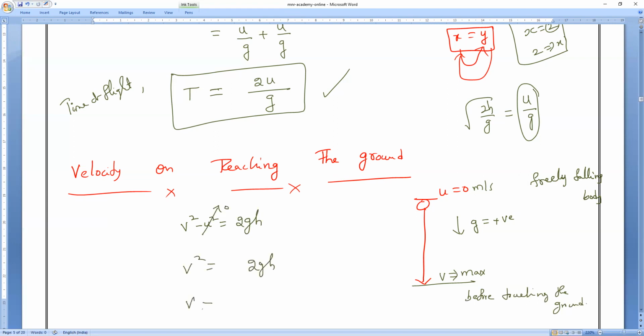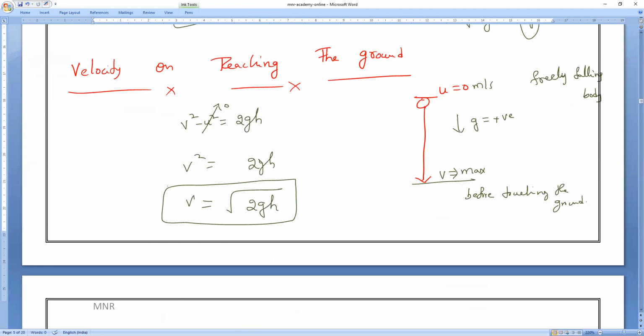We want V, so the square will come to this side. What will it become? Root over 2GH. That's all.